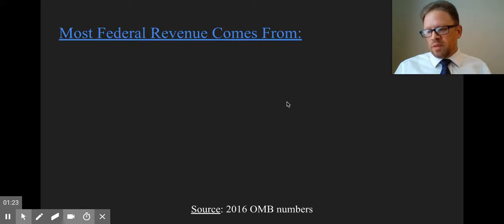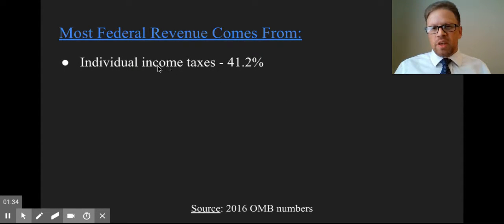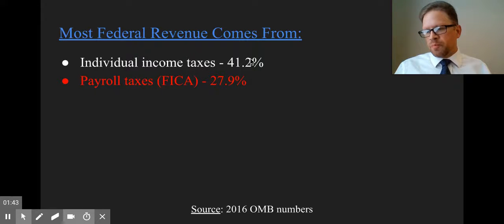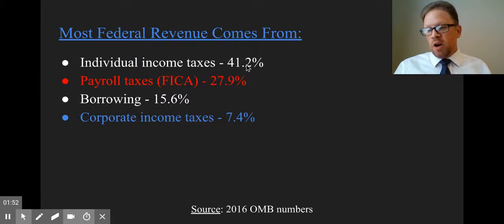The federal government, state and local governments also have varying sources of funding, including various types of taxes and also some borrowing. Most federal revenue comes from individual income taxes. That's the largest one. You probably want to remember the largest one. Payroll taxes, which pays for Social Security and Medicare. Borrowing, and corporate income taxes, among others, but those are the big ones.